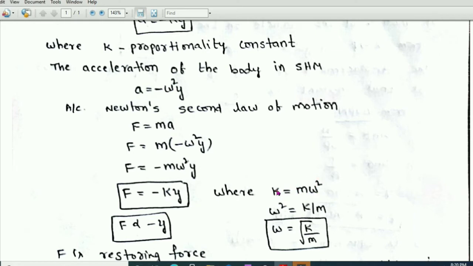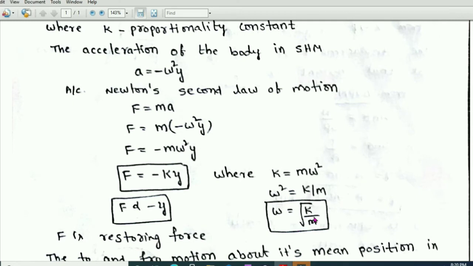This m omega square is constant. From this, omega square is equal to, if you take m to this side, k by m. Now omega is equal to root over k by m. Now from F is equal to minus ky, with proportionality constant k, you can relate F and y, because k is constant. If you relate F and y, F is proportional to minus y.